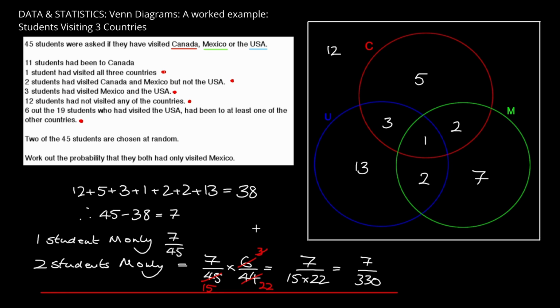I think that was quite a toughie. So if you've followed that one, you've done very well, especially this last bit at the end where you've got 2 students. Because you see, having picked 1 student, you've changed the situation. And that's it.